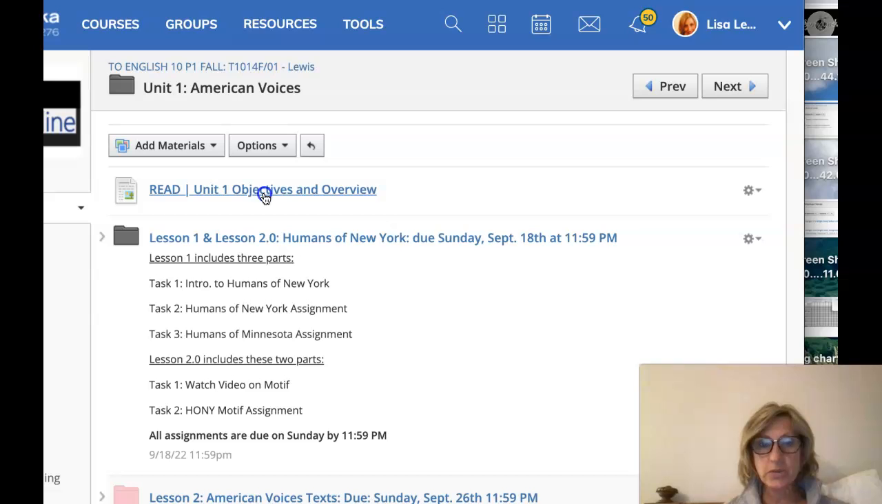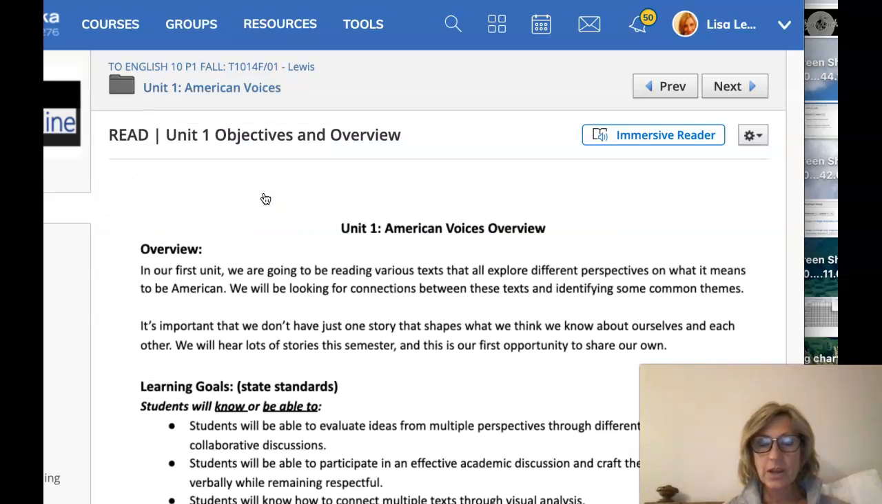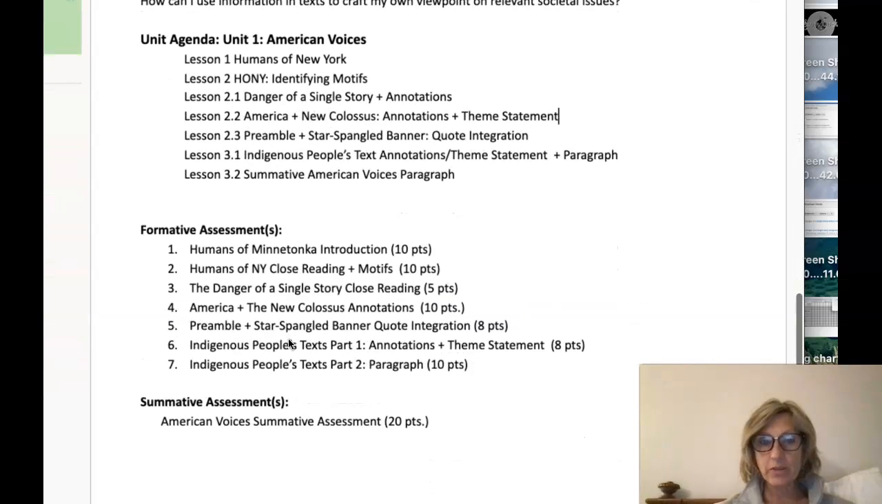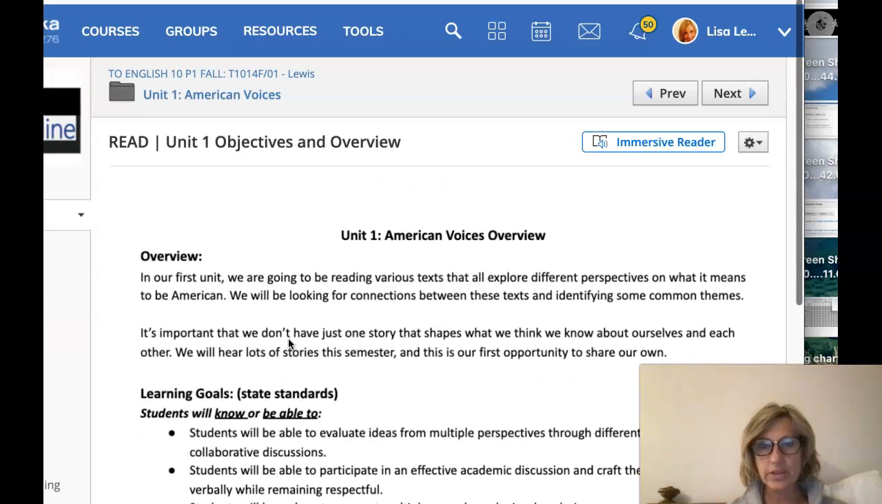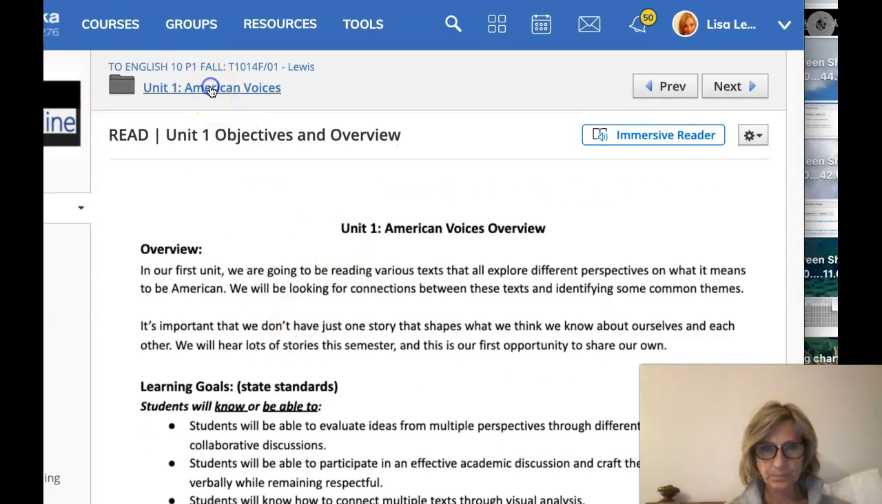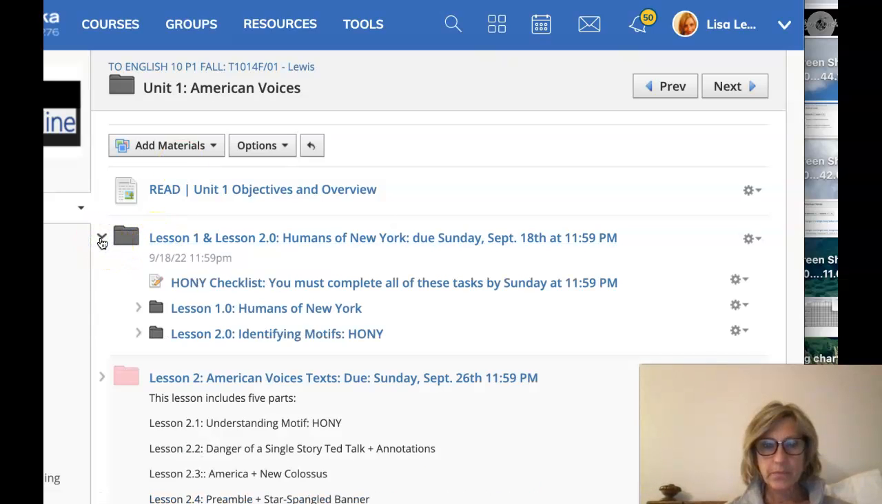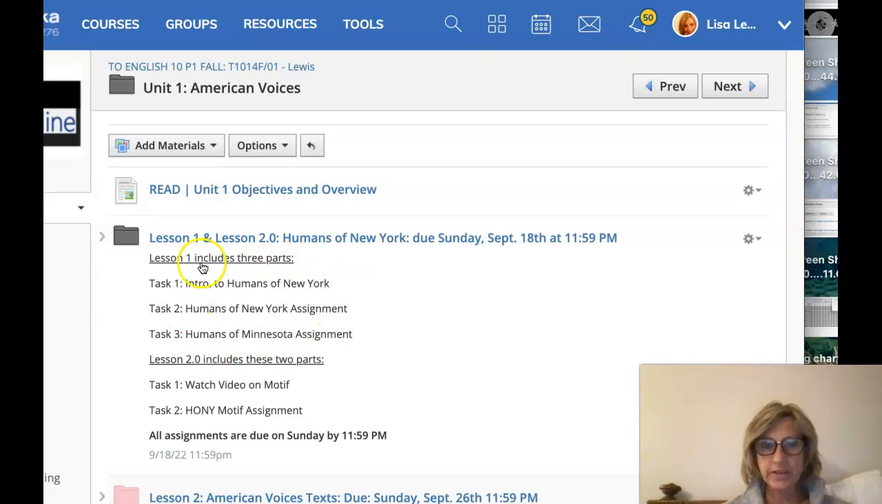Unit 1, you should first read over the objectives overview to understand what your learning goals are and everything you're going to be learning and what the assessments are for this unit. Then for Lesson 1, it includes 3 parts, which is an introduction to Humans of New York. So you're going to read over an introductory slide lesson, which those slides explain why we're doing it and what we're doing, and then they explain Task 2 and Task 3.